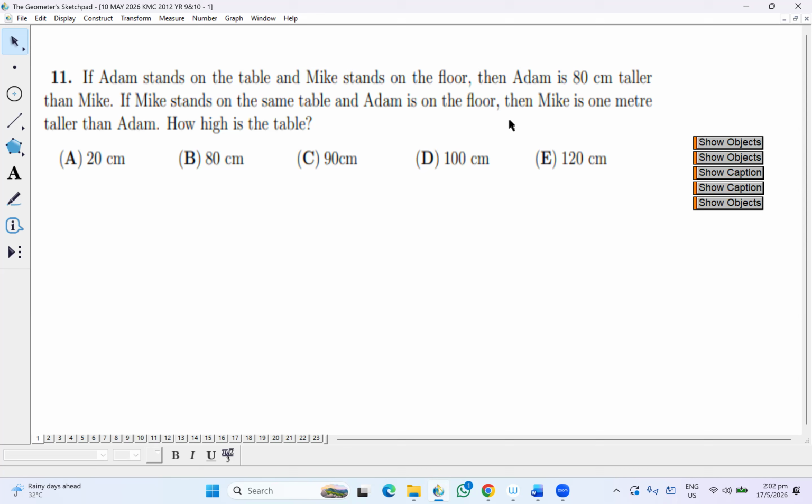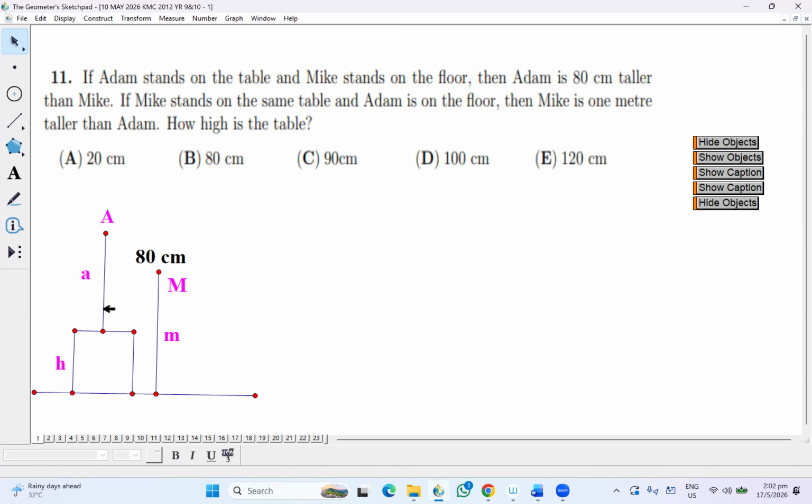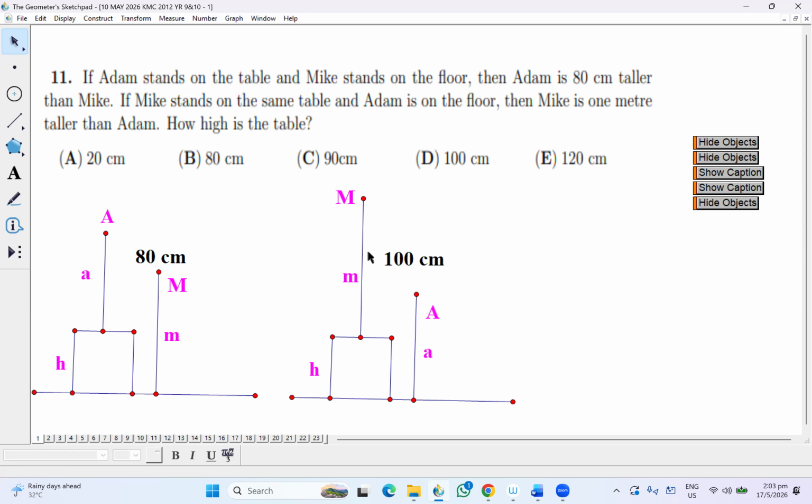Let's draw a diagram, easier to form equation. So first, A is Adam, on the table, and Mike on the floor, and Adam is 80 cm taller. A, M, and H are the height of Adam, Mike, and the table. Then we have a second diagram. When Mike stands on the table, the difference is 100 cm.